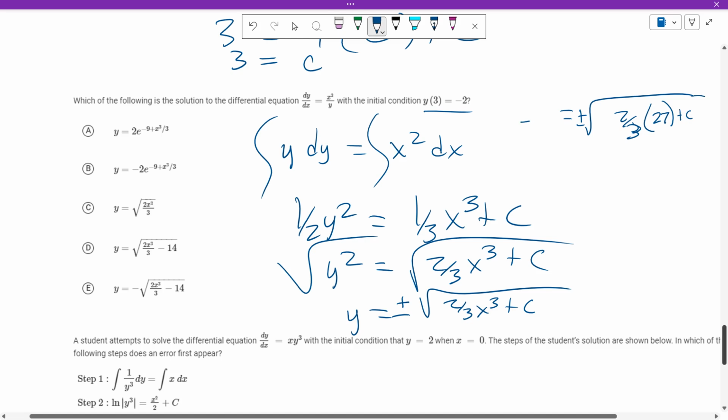Oh, not y, negative 2 equals that. So if we square both sides, 4 equals 2/3 of 27, which is 18, plus c. So c equals negative 22. And since this is a negative, this would have to be a negative. Ooh, 22 should have been 14. Yeah, negative 14. Come on, Miss Bierschbach, do math. So, yeah, there we go.